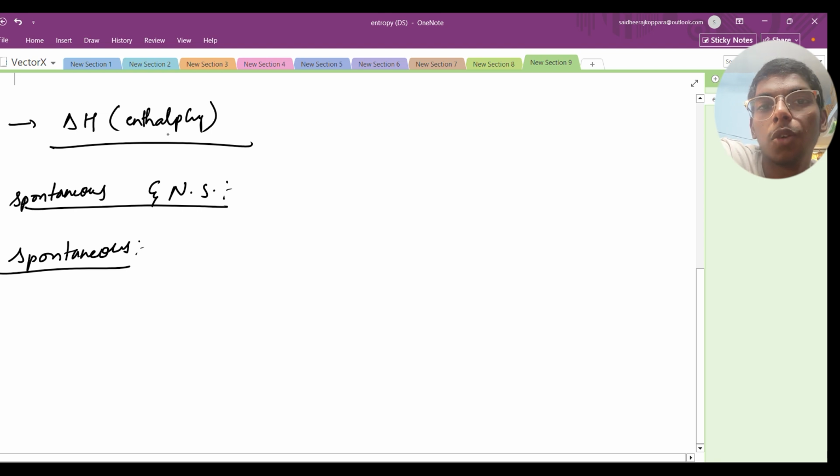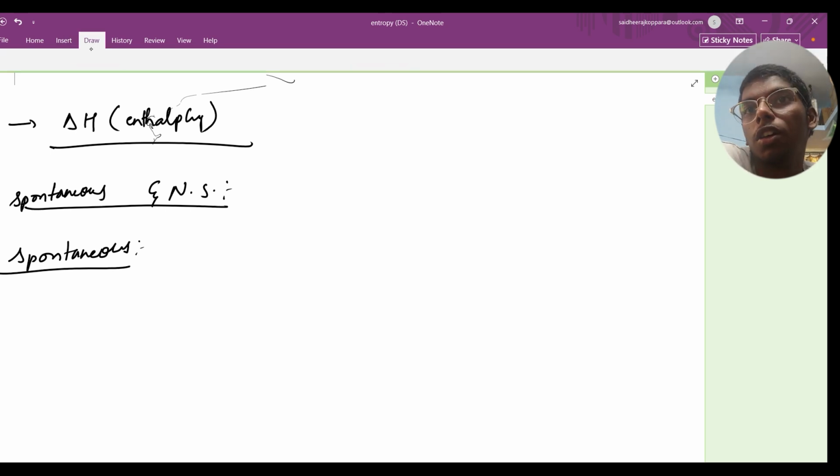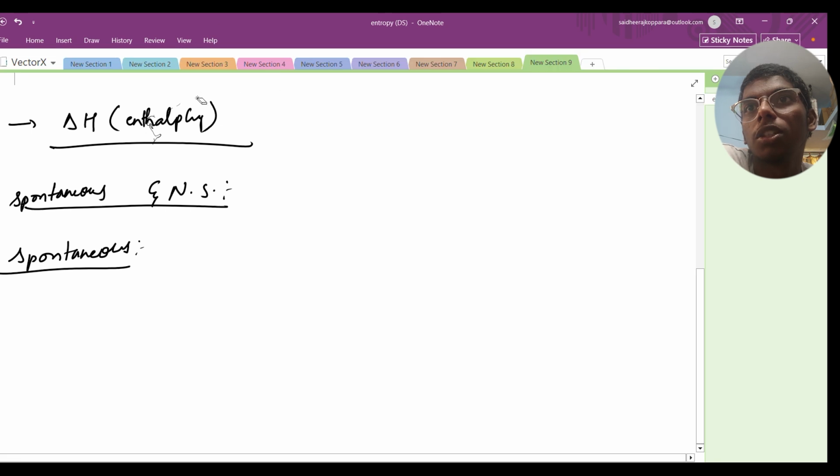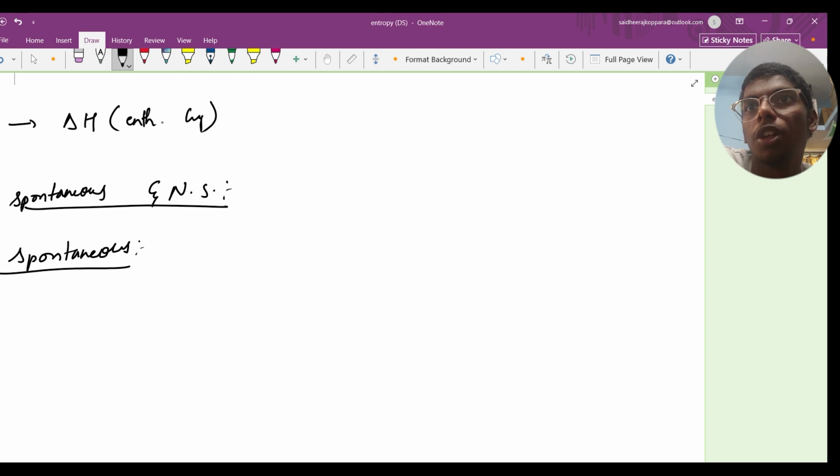Like if you put an ice cube at room temperature, what happens? It automatically gets converted into water, where we aren't putting any external force. Whereas in the case of non-spontaneous, it's the opposite. You need to have some external force, or else it's not possible to do that reaction.